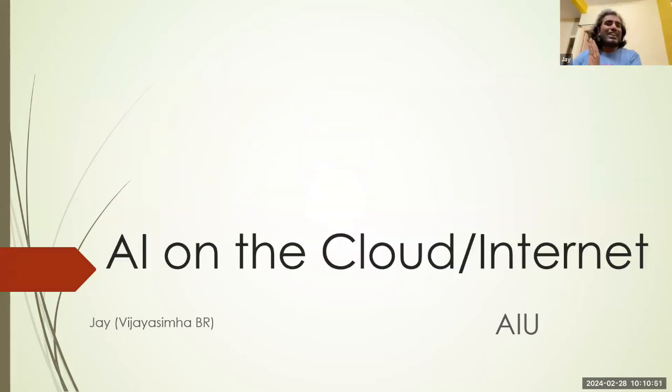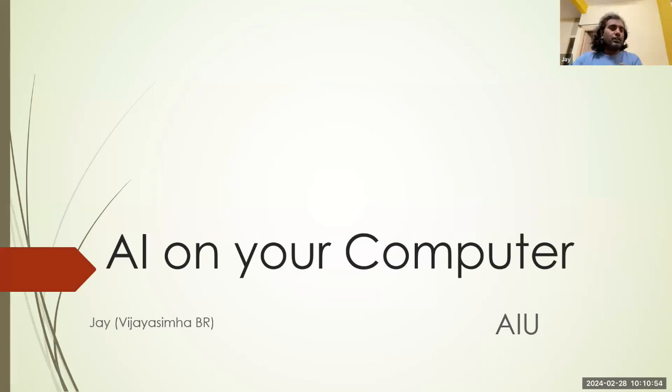So let's go to the next part. When it comes to AI, my dear students, there are two ways to use it. Two ways. The first thing is AI on the cloud. What does that mean? But before that, let me talk about AI on your computer. Let me just quickly go somewhere here.